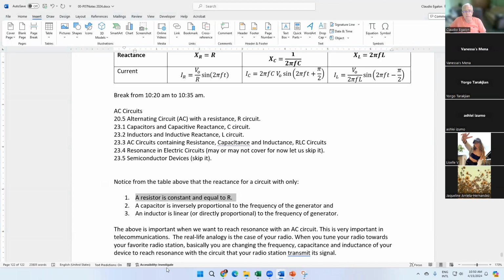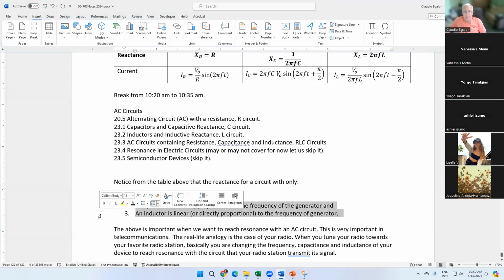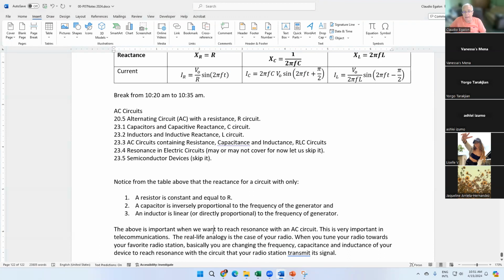The resistor doesn't affect that, but the capacitor and the inductor, yes, they do affect that. And that's the importance of this section here, 23.4. I'm going to skip them just to emphasize that we're not covering it yet.